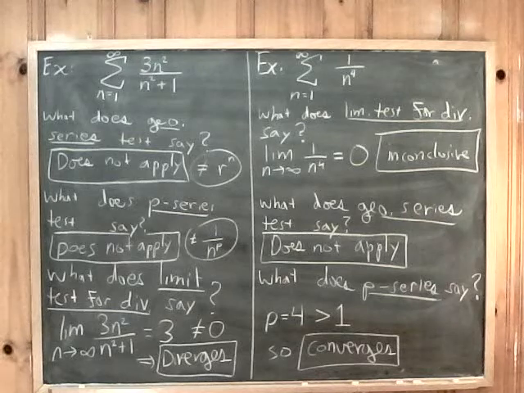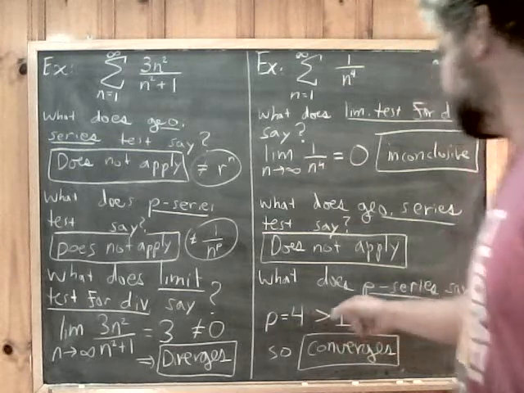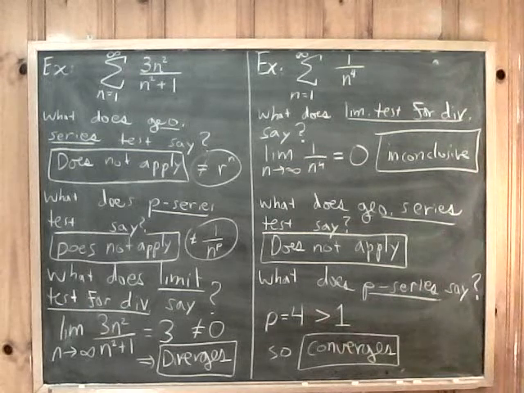But for us, all we need to know is if a p-series for real numbers has a power that's bigger than 1, then it converges. If it was smaller than or equal to 1, it would diverge.